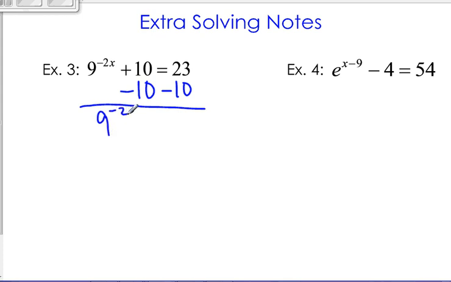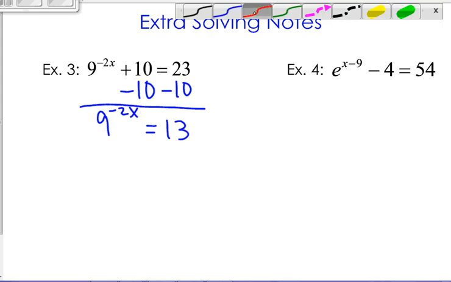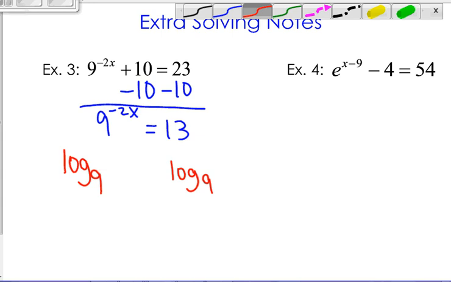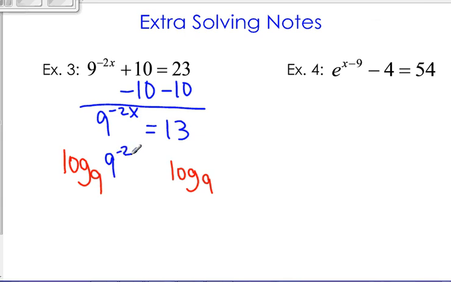So we're going to have 9 to the negative 2x equals 13. Okay, now we have gotten the exponential by itself, and we're going to take the inverse of the exponential, which is the log. And I'm going to use exactly the same base that I had for my exponential. And the base of the exponential is the 9. So I'm going to write log base 9 on both sides. And now I'm going to take those values that I had in blue, and I'm just going to write them right next to my logs.